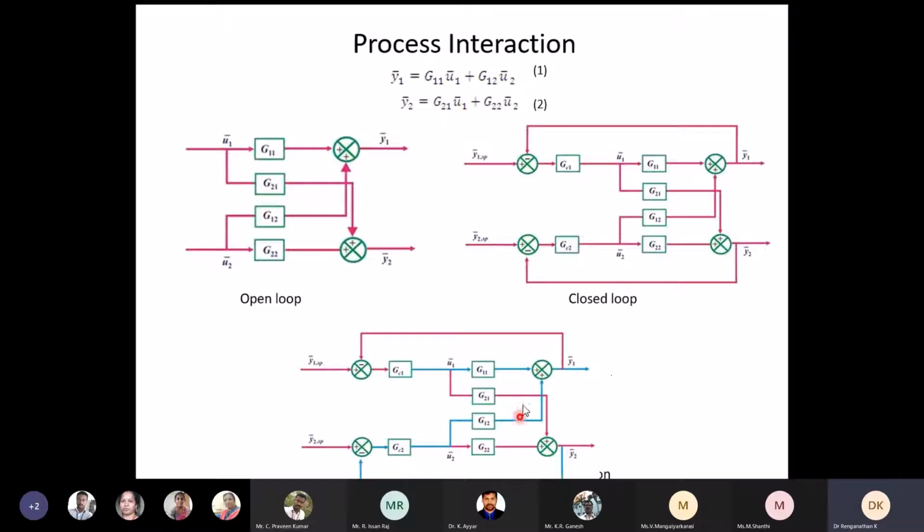When we talk about the process interaction which is going to take place here, you can see here U1, we are going to give a controller. So when U1 gives an output, the transfer function will be G11. When it is U1 with respect to Y2, it is going to be G21. This is the interaction taking place between U1 and Y2, and this is U2 with respect to Y2, and U2 with respect to Y1. We are creating another interaction which is G12.